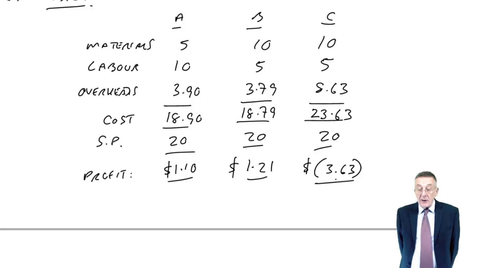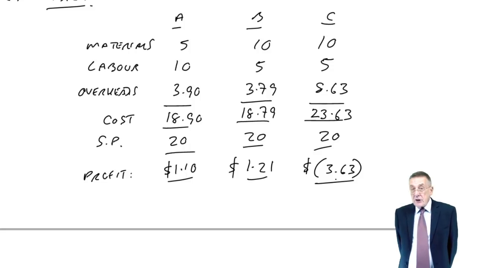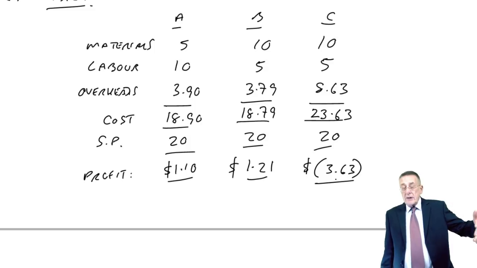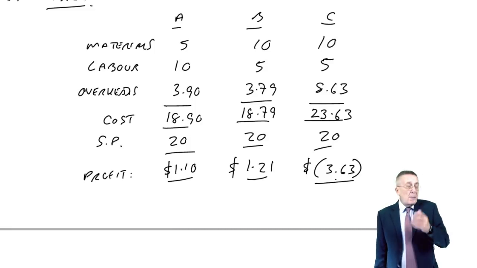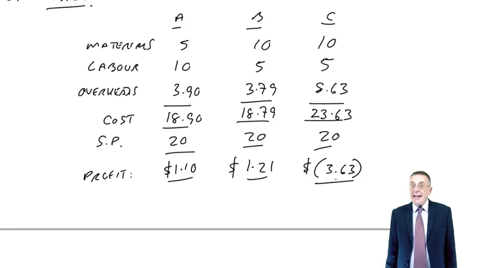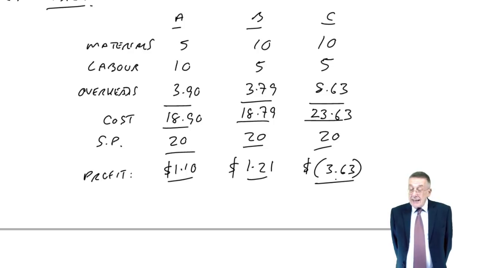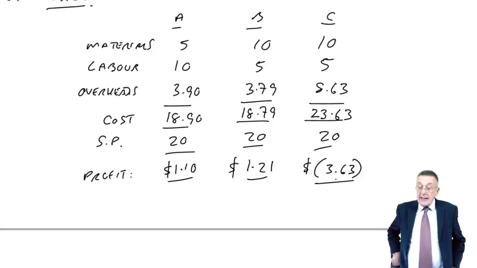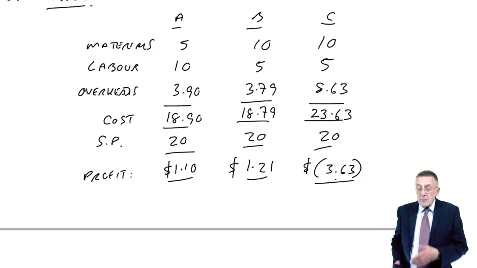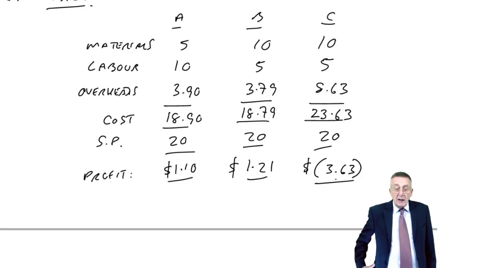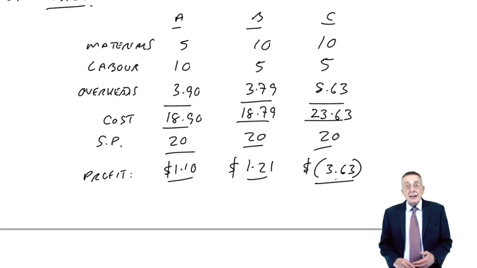And of course, if we take this approach, things have changed a bit. You see, when we did the traditional approach, it appeared to be A that was the problem. A was loss-making, B and C were okay. Turns out with activity-based costing, with this approach, A and B are actually profitable, and it's C that's the big problem. And we need to investigate. Can we increase the price and make it profitable? Can we cut costs? Or should we even make C? It appears to be loss-making.